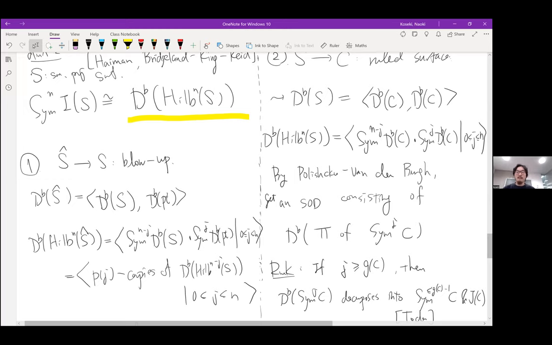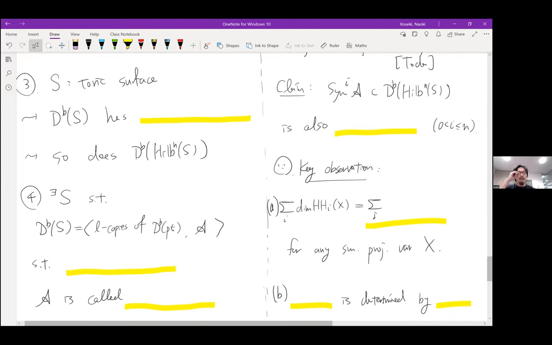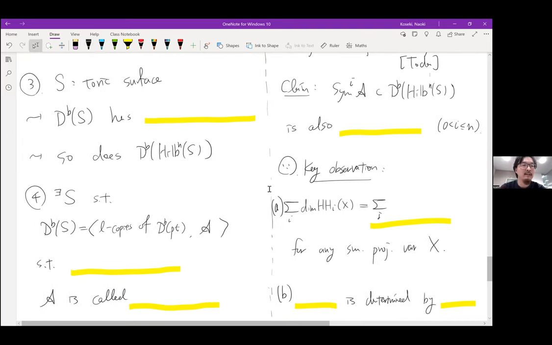Right, and my formula for the derived category is similar to the motivic decomposition proved by Gottsche and others for motives of Hilbert schemes on ruled surfaces. So I have two more examples. The third one is a toric surface. In this case, the derived category has a so-called full exceptional collection.